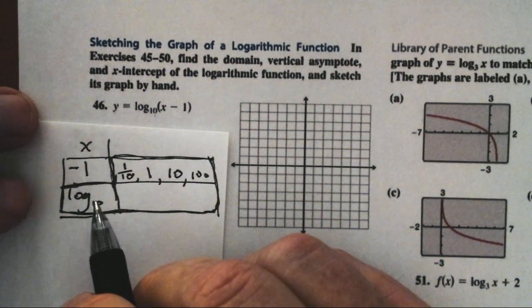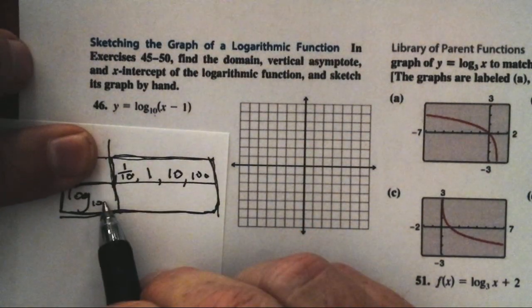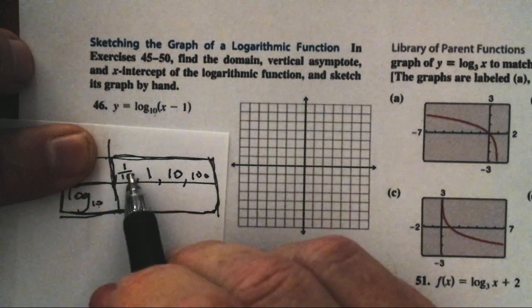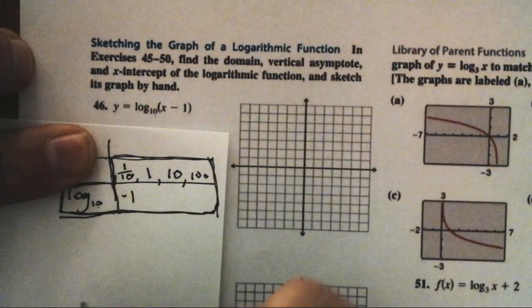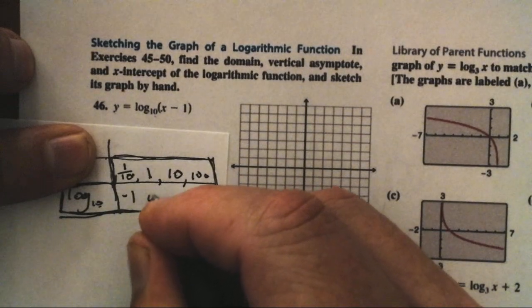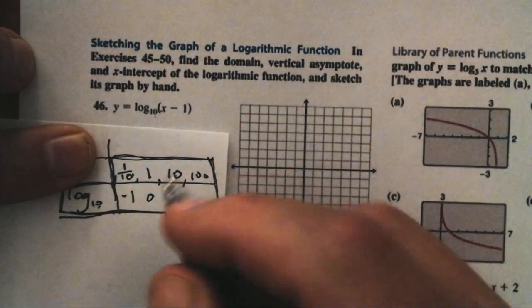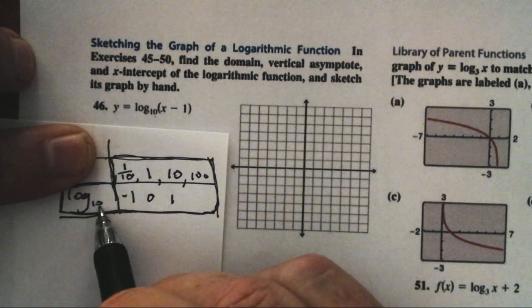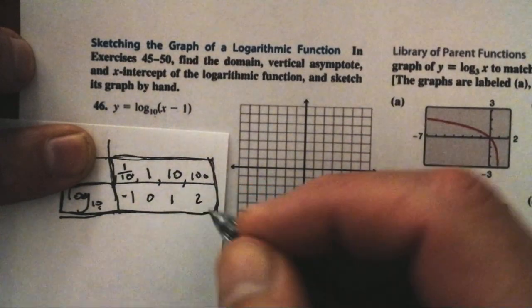I know this is a little bit bizarre right now. If I put 1/10 into here, what's the exponent that turns 10 into 1/10? Negative 1. What's the exponent that turns 10 into 1? 0. What's the exponent that turns 10 into 10? 1. What's the exponent that turns 10 into 100? 2.